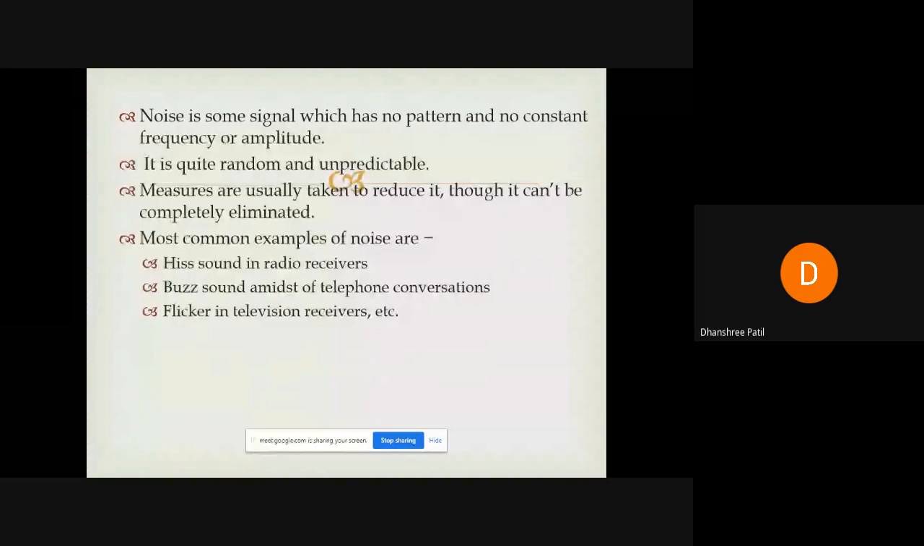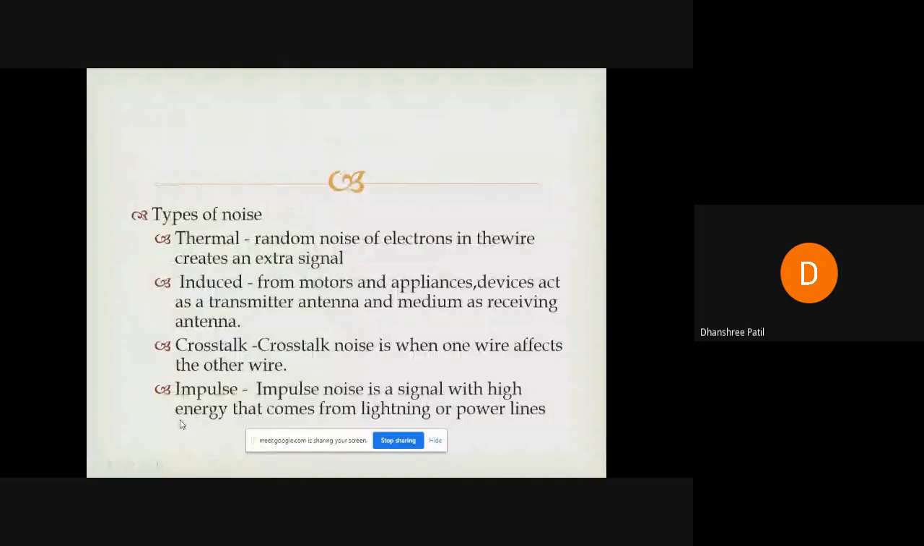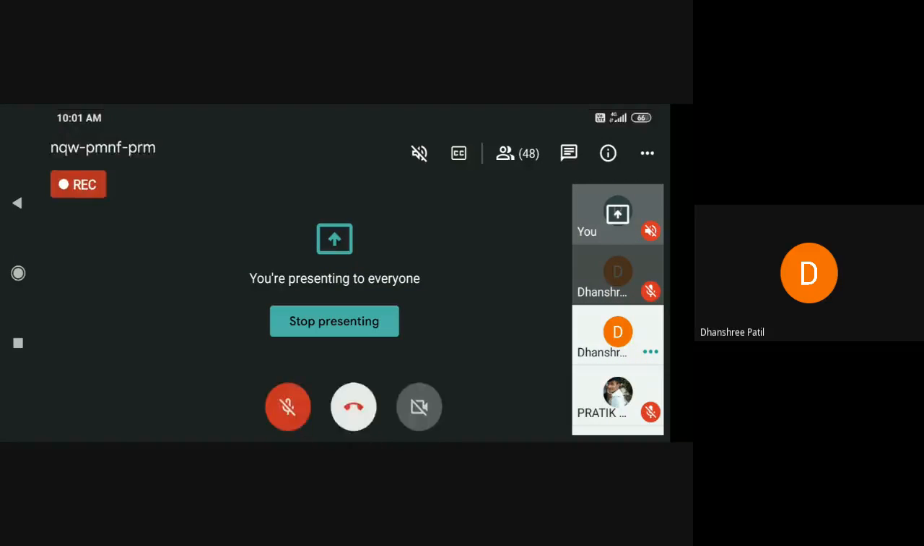There are some types of noise available. First one is thermal, then induced, then crosstalk and impulse. These are the types of noise. Types in the sense which mostly happen due to some specific criteria. We can have a number of noises, internal noises, external noise. If you search on Google types of noise, you will get a list of the noises which happen during communication. But these are the four broadly decided noises which generally occur during communication.